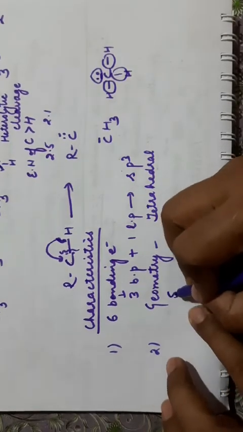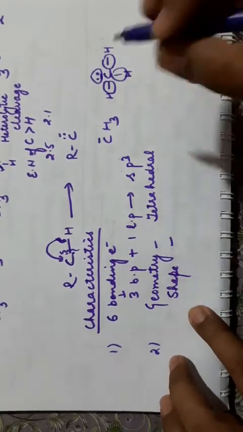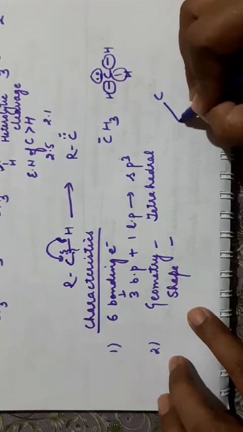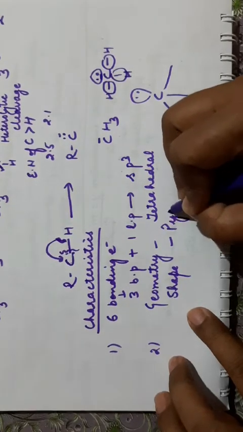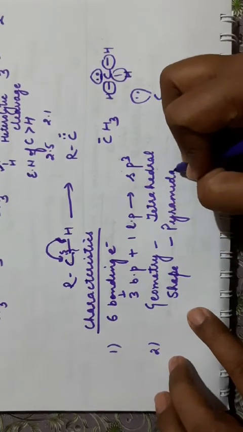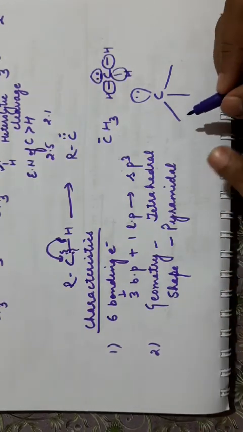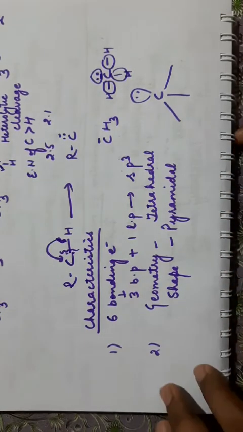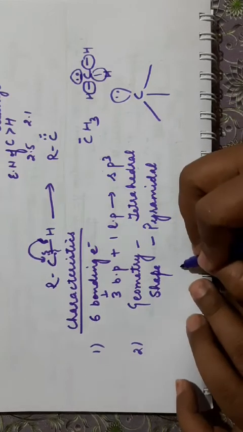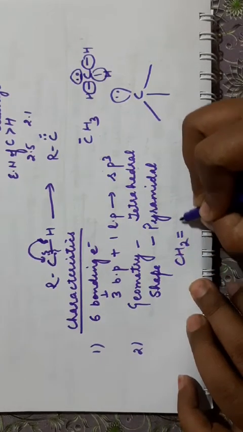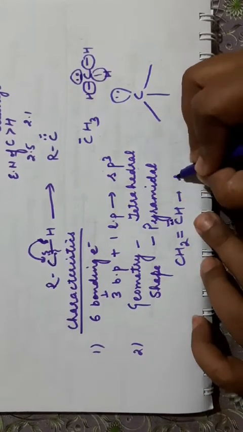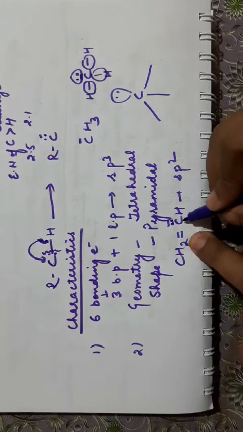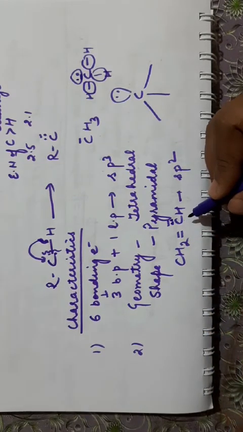Now what will be the shape? Since there is 1 lone pair, it will have a pyramidal shape. So the shape is pyramidal. This is for alkyl carbanions. But if we have an sp2 hybridized carbon, suppose we have CH2=CH minus, in this case the hybridization will be sp2. Because it is sp2 hybridized carbon, the hybridization will remain the same after the formation of the carbanion.